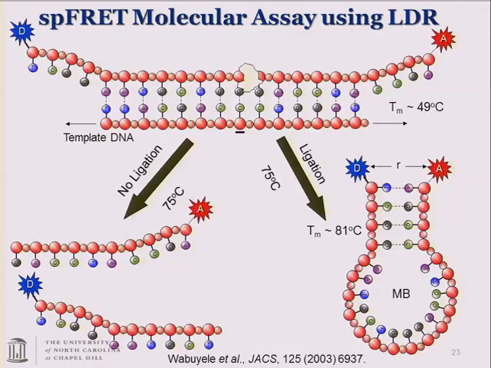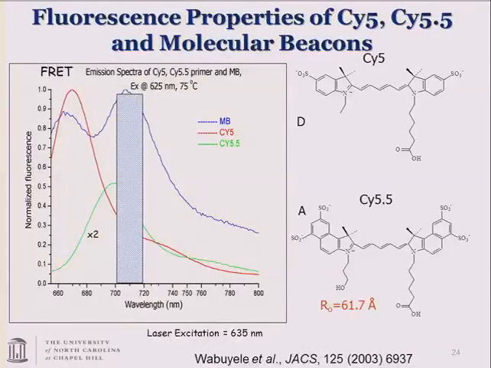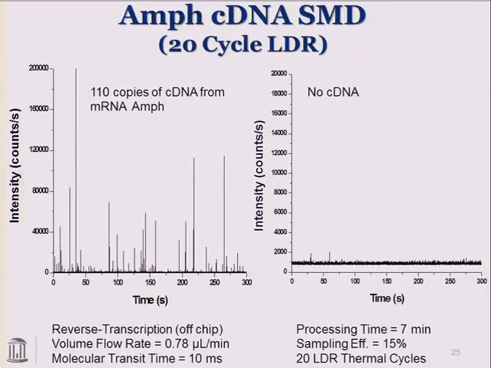In the absence of ligation, or the transcript is not there, there's no ligation. So there's very little, if any, energy transfer between these donor and acceptor molecules. And there's the dyes that we use. Remember, we're using polymers. We have to push out into the red region of the electromagnetic spectrum to mitigate any issues with autofluorescence. So we're looking at this amphiphysin gene, cDNA from this amphiphysin gene.